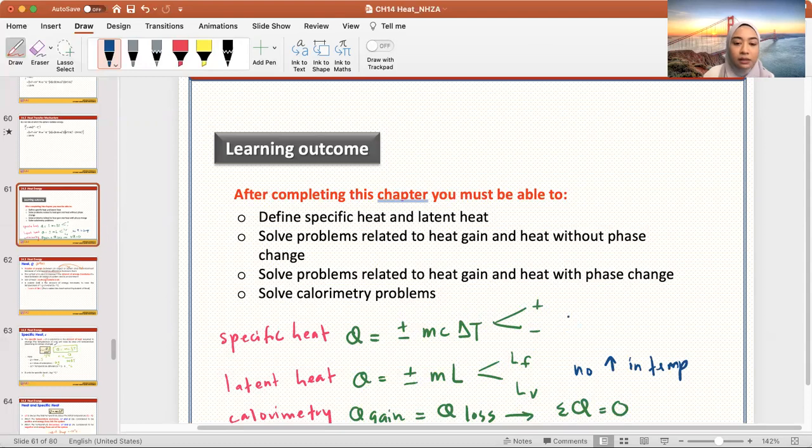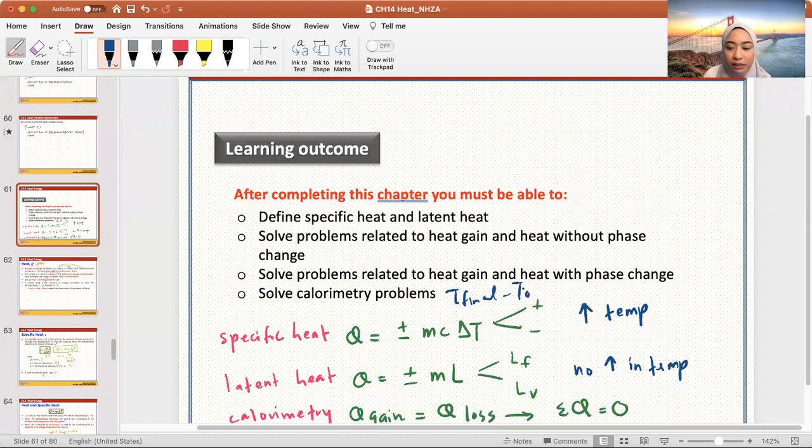Whereas specific heat, when you supply heat, you give Q to a substance, for example, a metal, you will see that the temperature increases. So specific heat, the temperature increases. And the equation for specific heat is Q equals mc delta T. And as I mentioned before, delta T is T final minus T initial. Always, that is always the case.